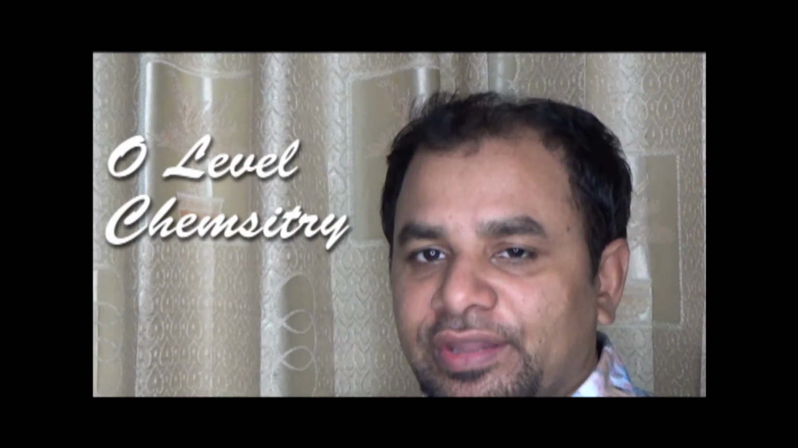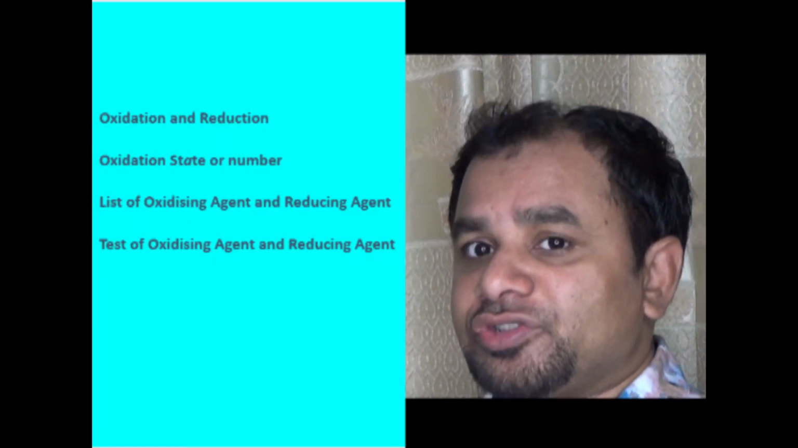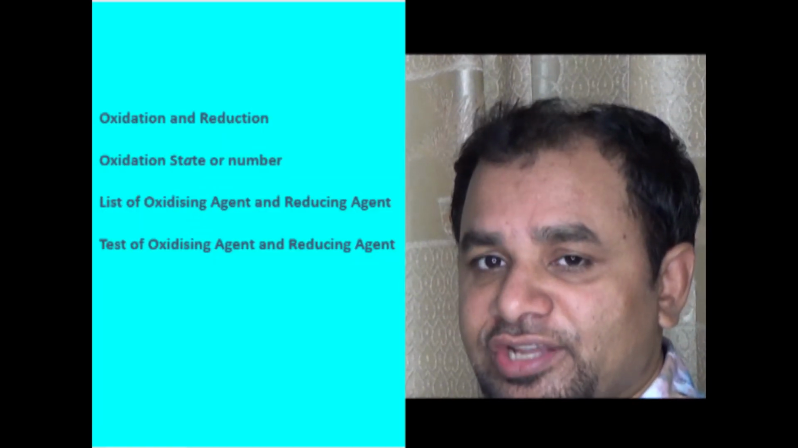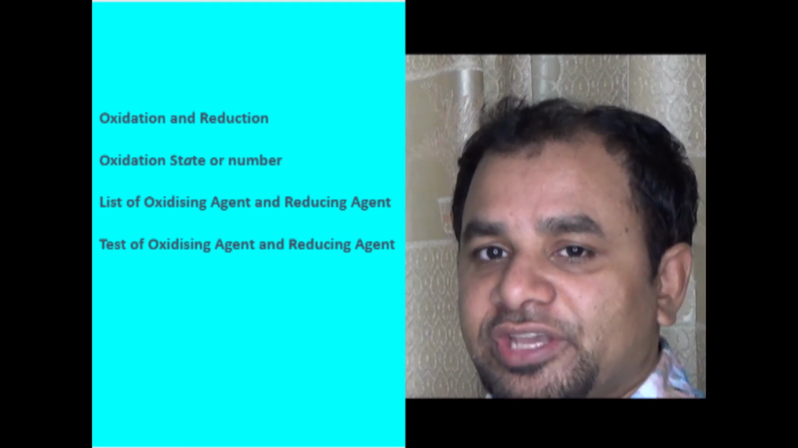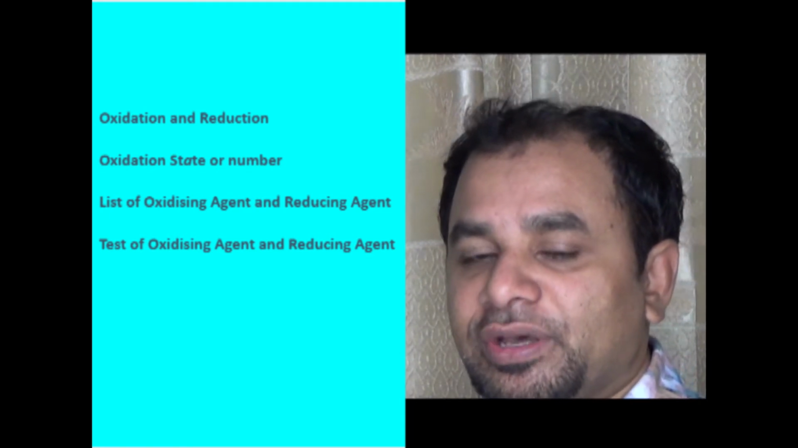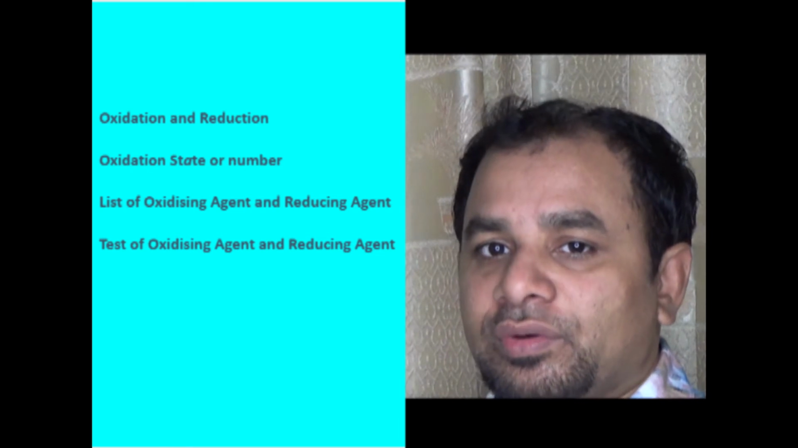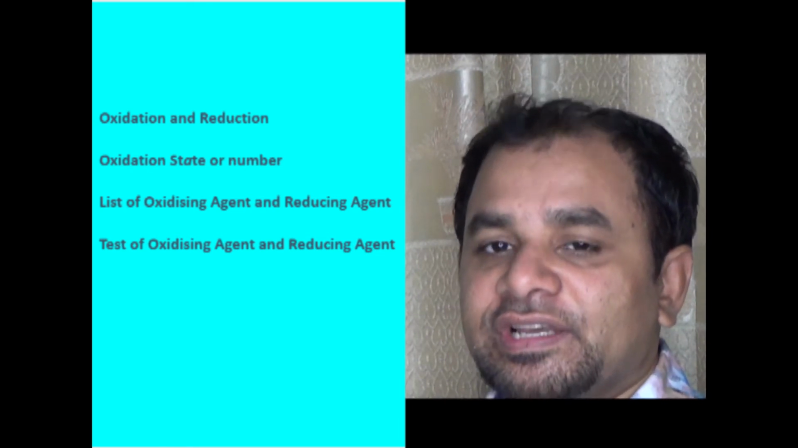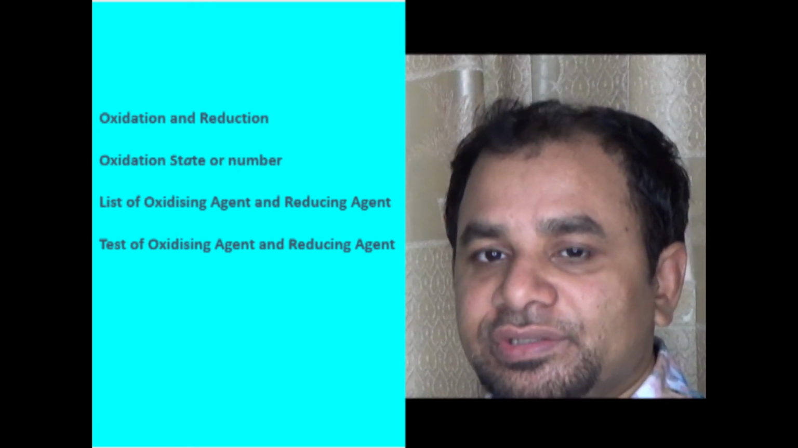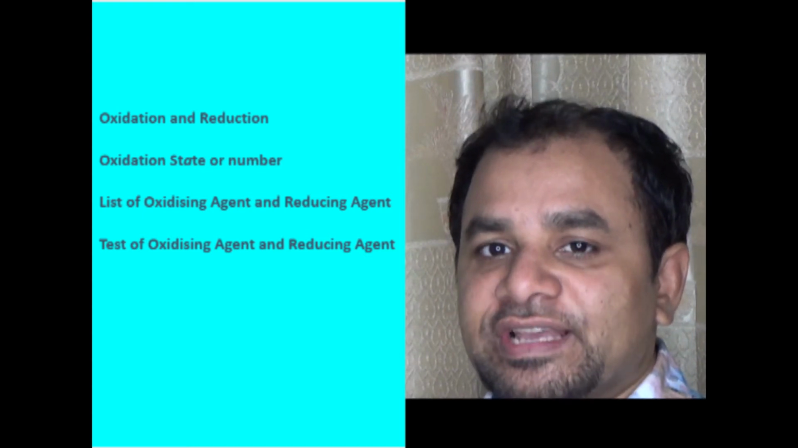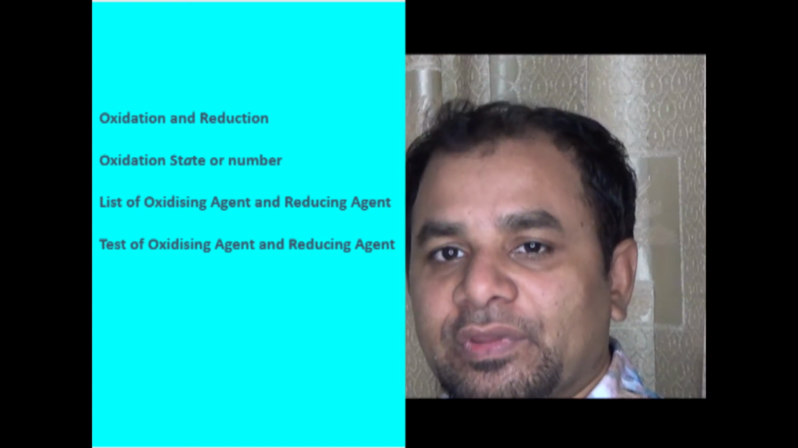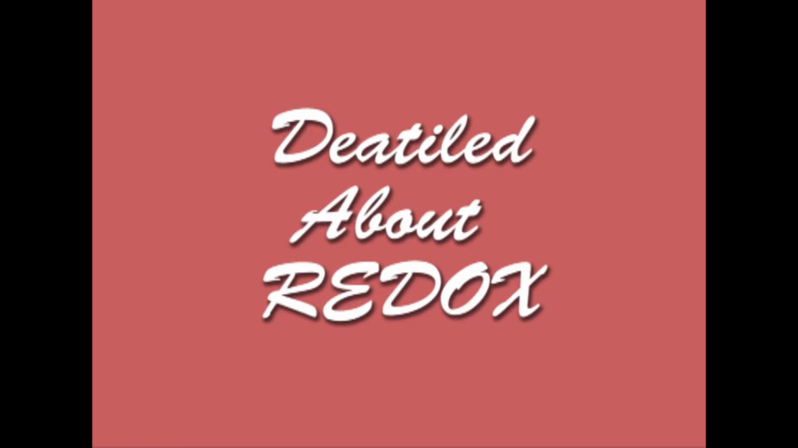In this course, now I want to discuss the chapter REDOX. The REDOX chapter has a total of 4 points. The first one, the definition of oxidation and reduction reaction; calculating the oxidation state or oxidation number; finding the oxidizing agent and reducing agent in a redox reaction; and the test for oxidizing agent and reducing agent. Let's go into detail. Now I am going to discuss the chapter in detail.